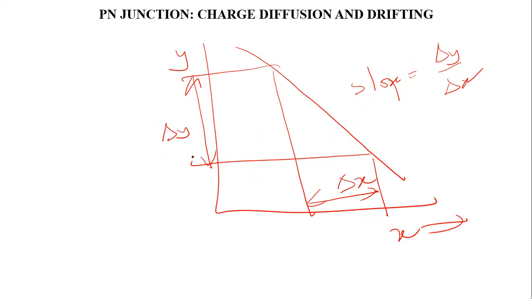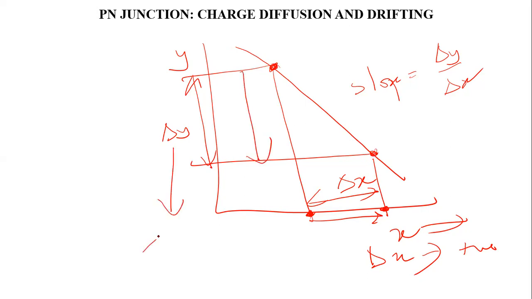Now in this case, as you increase the value of x from this to this, del x is positive. At this point, what was the del y value? This was the del y value. At this point, this is the del y value. The del y value, as you see, decreases from this to this. So del y is negative. Therefore, the slope is negative.